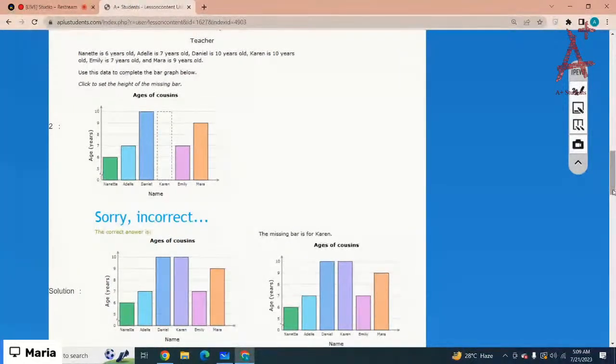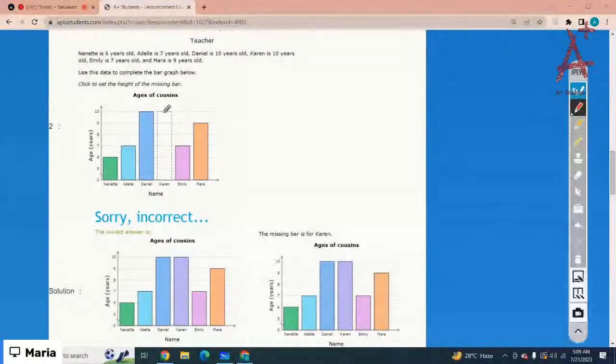So you have to add a bar for Karen. For Karen, the age is 10 years, so you have to add a bar with the height 10. It looks like this. So here is the missing bar. You can see in this graph, here it is 10, here it is 10.